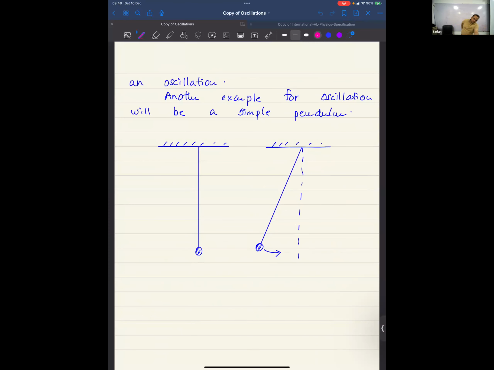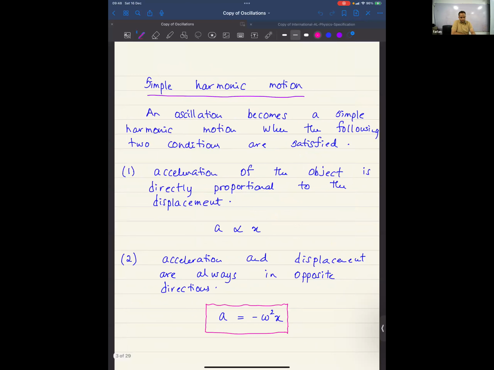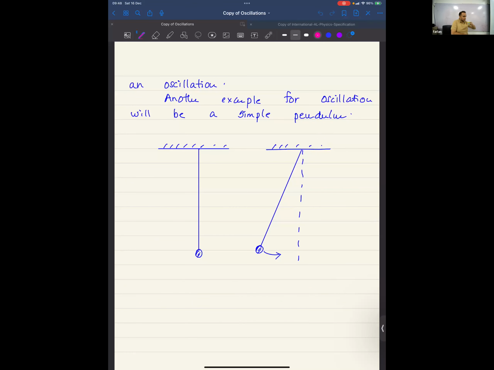Another example of oscillation will be a simple pendulum. So just draw a diagram to show a simple pendulum. Guys, the tute, we will not be using it today, but don't forget to bring it next class. They have your names written inside.